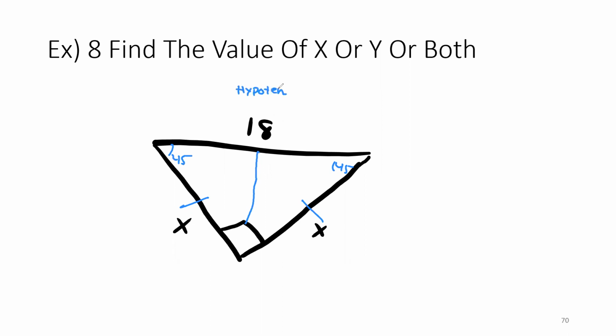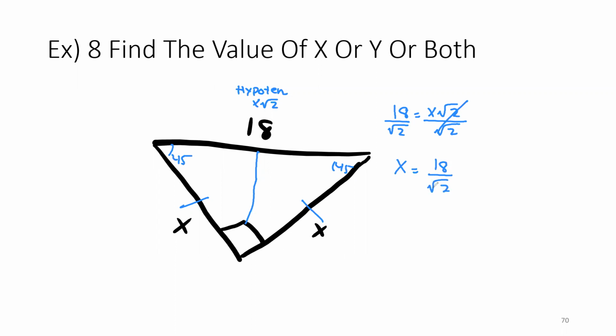And according to the 45, 45, the hypotenuse can be expressed as x radical 2. So what you could do, because we got to find x, you can set it up as 18 equals x radical 2, and then just solve for x. You would have to divide both sides by radical 2. So this cancels, and you're left with x equals 18 over radical 2.